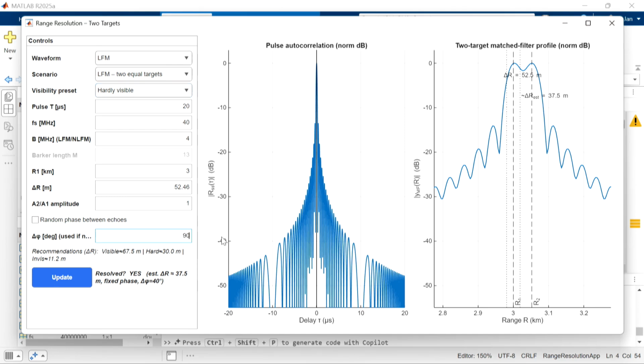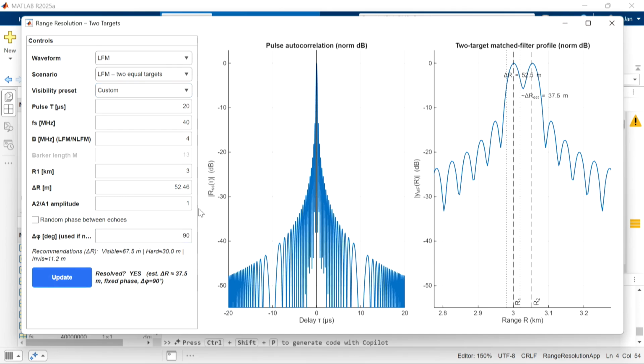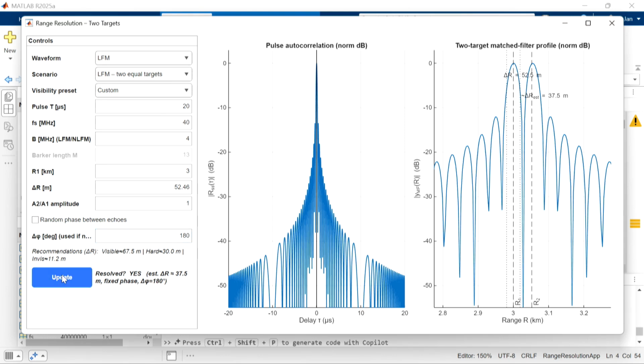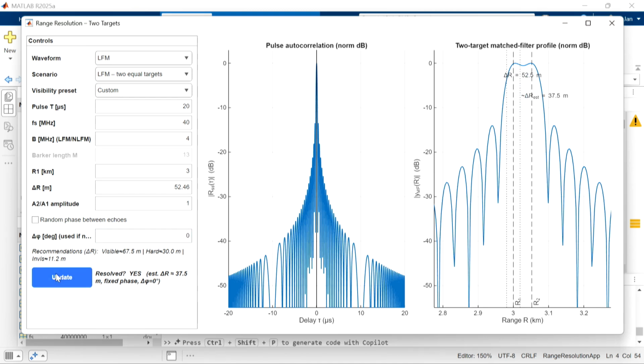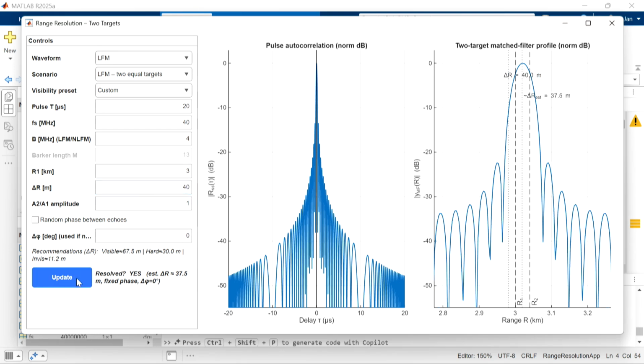And check if I put 90 degrees. Do you see? Just phase, nothing else. And phase is a random variable, so 180 will be the best option. Yes, it is completely valid with my theory that I presented to you. If we put 0, no change. And this is the distance between targets, it will be 40 meters. Okay, one main lobe, no change. There are not two targets.